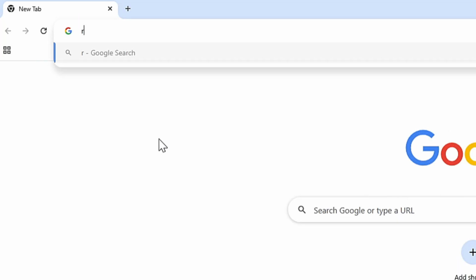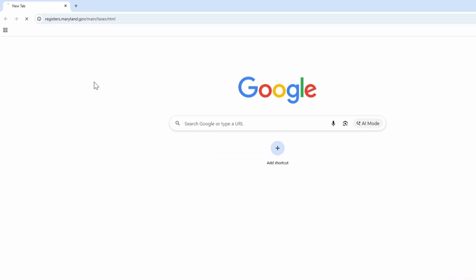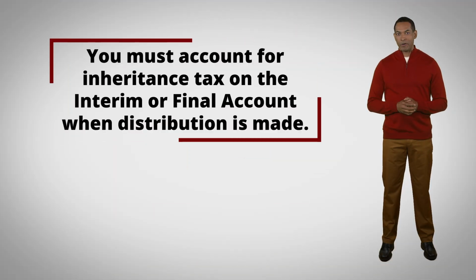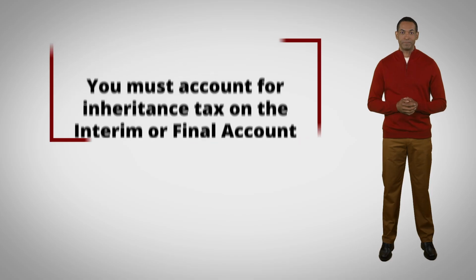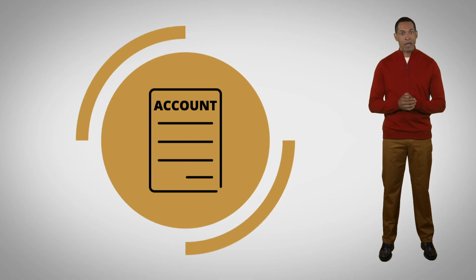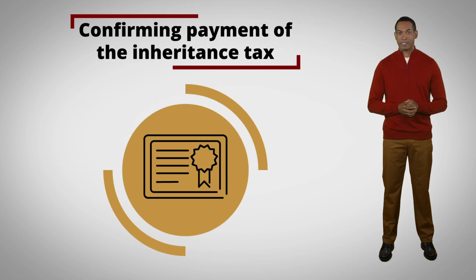To learn more about the exceptions to inheritance tax, visit the Register of Wills website at registers.maryland.gov/main/taxes.html. You must account for inheritance tax on the interim or final account when distribution is made. Submit the tax payments when you file your account, and on the account, show distributions that have been made. You may request a certificate confirming payment of the inheritance tax.